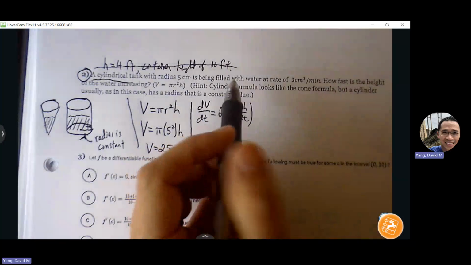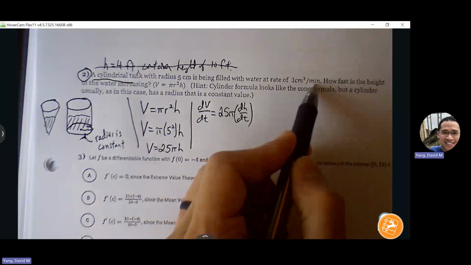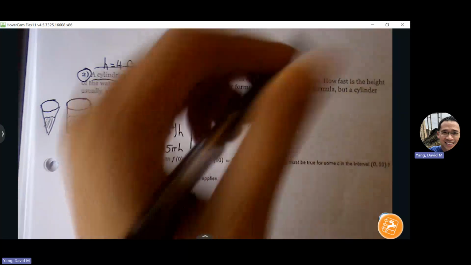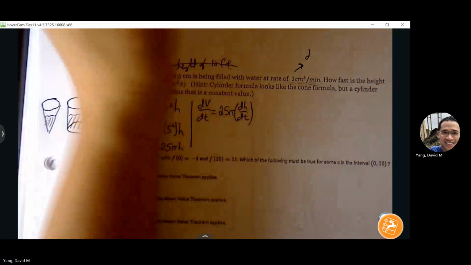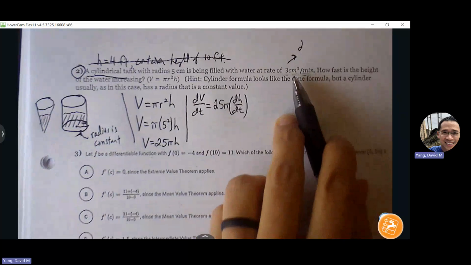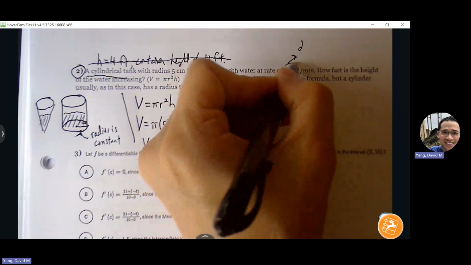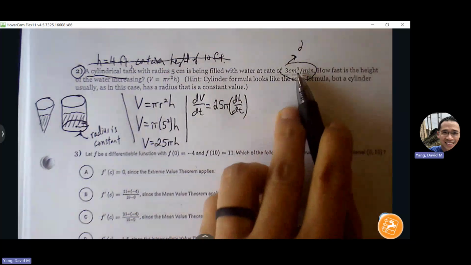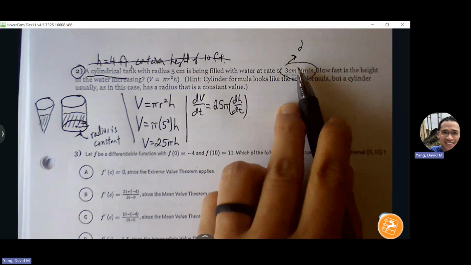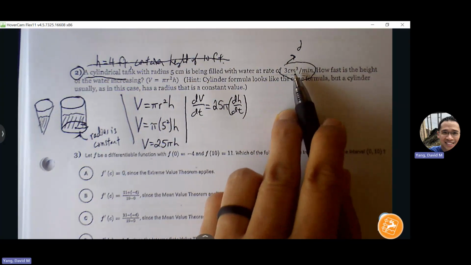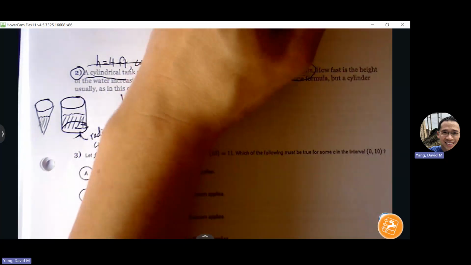Okay, let's look at some information here. Water is filling in at a rate of 3 cubic centimeters per minute. So what is that referring to? Cubic centimeters per minute. Which one is this referring to? dV, yeah, because you see cubic centimeters. If it's centimeters per minute, then that would be a better fit for height, but cubic centimeters reminds us that this is a volume related value. So dV over dt equals 3.